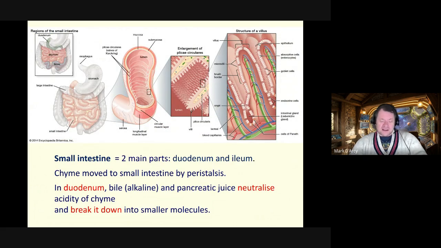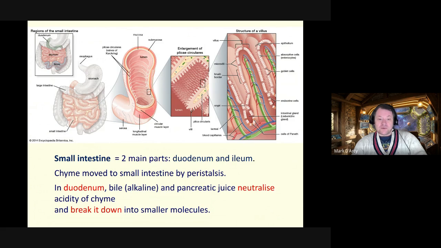The small intestine has three parts, the two main parts being the duodenum and the ileum. Chyme is moved to the small intestine by peristalsis. In the duodenum, bile, which is alkaline, is created in the liver, stored in the gallbladder, and released via the bile duct into the small intestine. Pancreatic juice, created by the pancreas, consists of digestive enzymes and bicarbonate to neutralize the stomach acid, and is released into the small intestine and neutralizes the chyme.